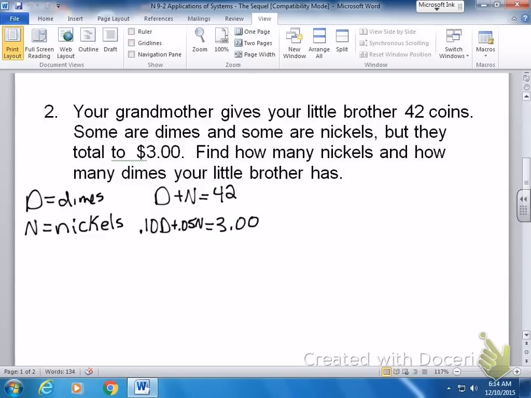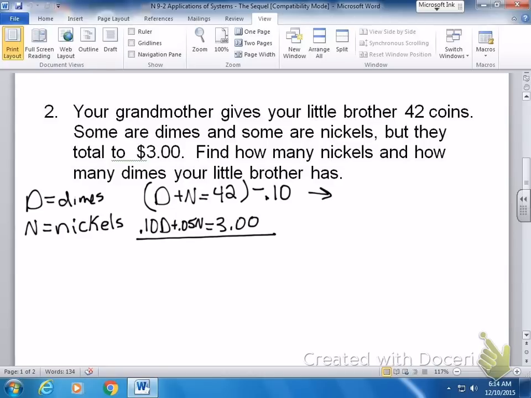Now this isn't set up for substitution. It looks like it's set up for elimination. If you look at these, I have 0.10D plus 0.05N on the bottom and D and N on the top. So what I'm going to do is make the top D into negative 0.10, and to do that, I'm going to multiply the whole equation by negative 0.10. Since they're 1, it's not too bad.